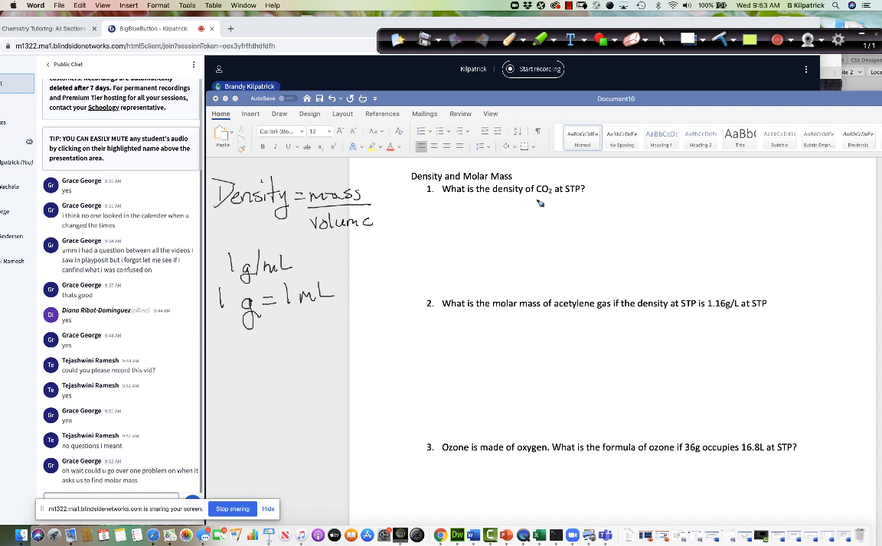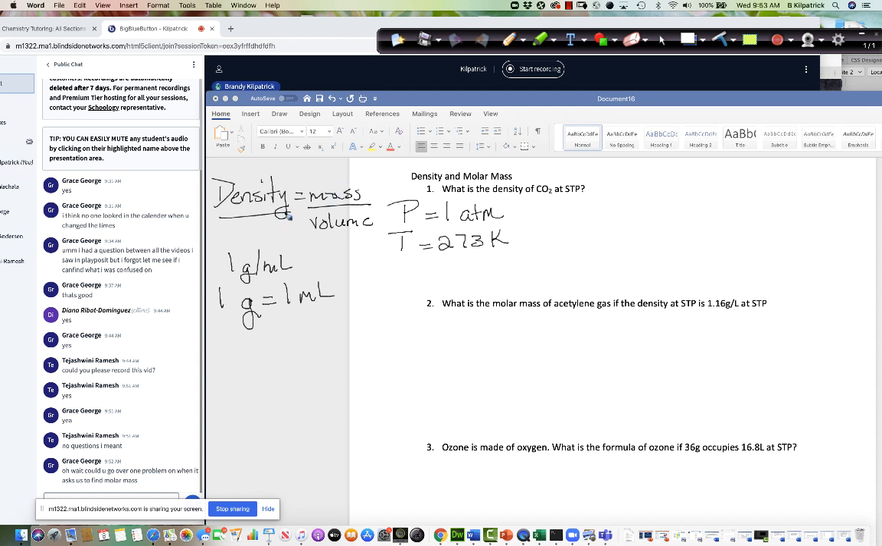Okay, so let's do the density problem first. First thing I do, I'm going to pull out all the information first, because even after this many years, I still do that. So it tells us that it's at STP. STP means the pressure is going to be 1 atmosphere. And I know my standard temperature is 273 Kelvin. And I'm looking for density.